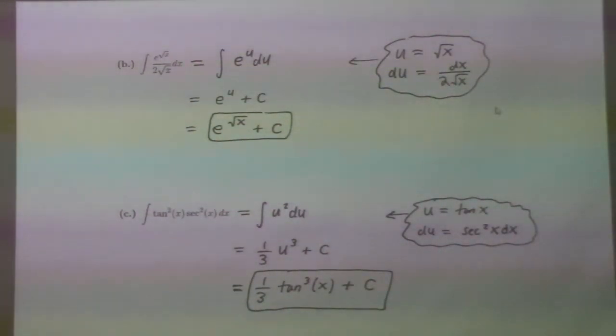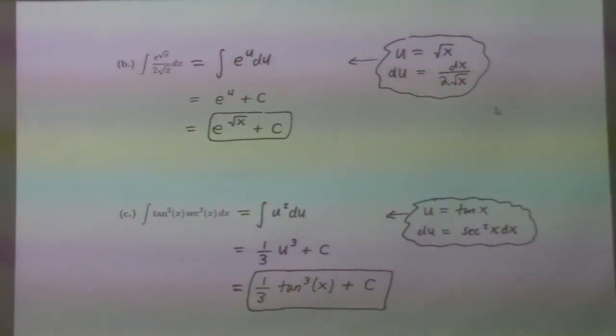Here, u is equal to the square root of x. That means du is dx over 2 square root of x, right? Because the derivative of the square root is 1 over twice the square root. And, well, that's convenient because that's what I have there. Dx over 2 root x, that is the du. So I've got e to the u du, which integrates to e to the u, which gives you that.